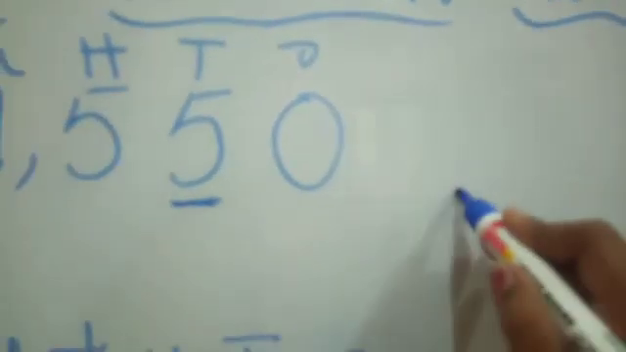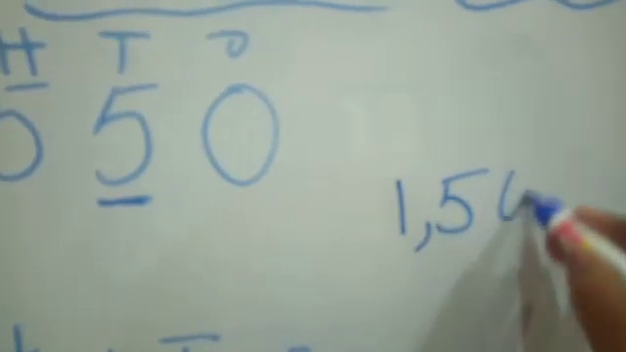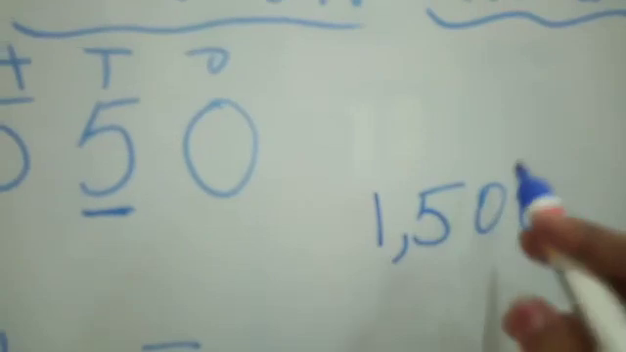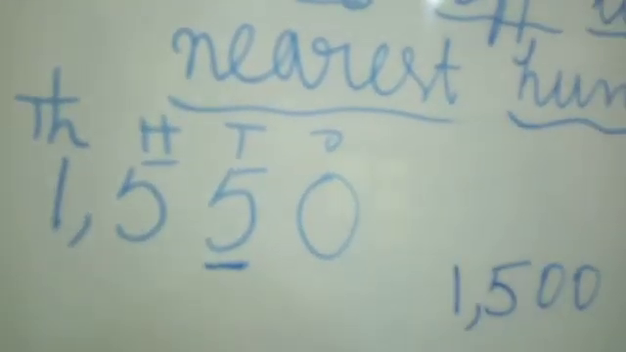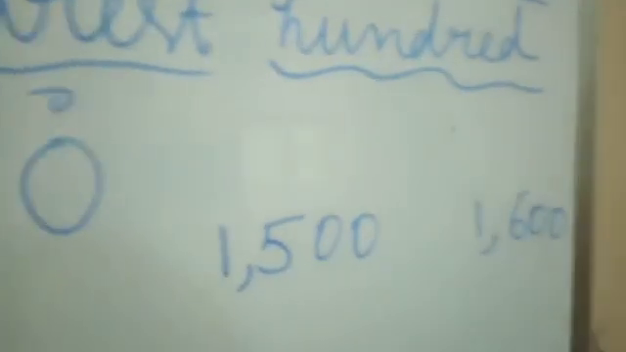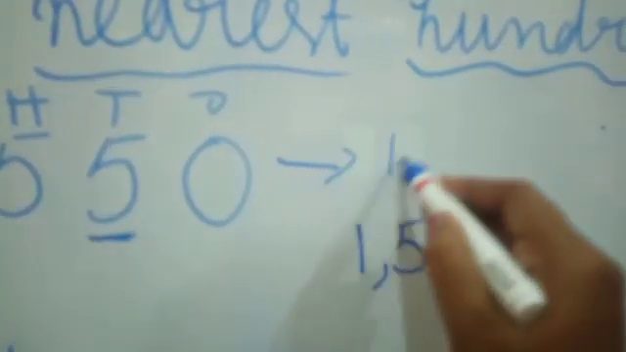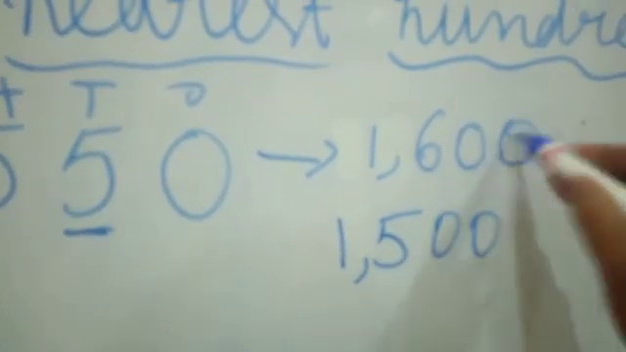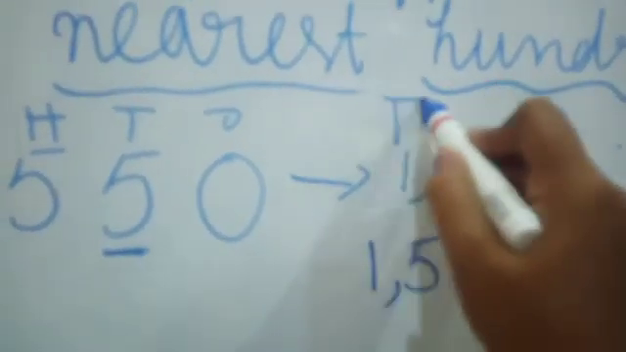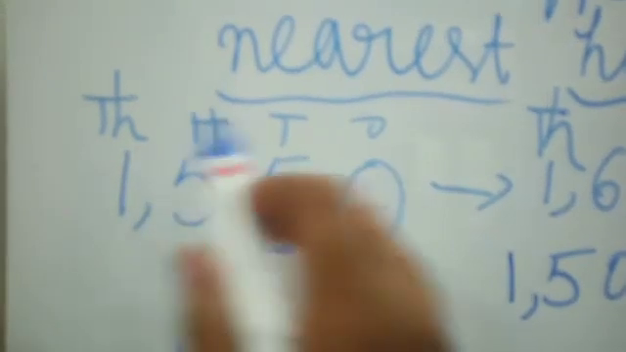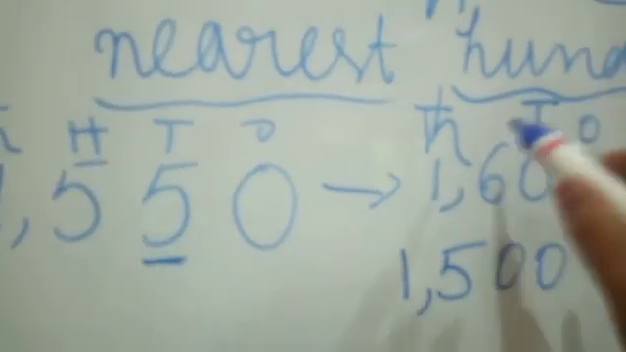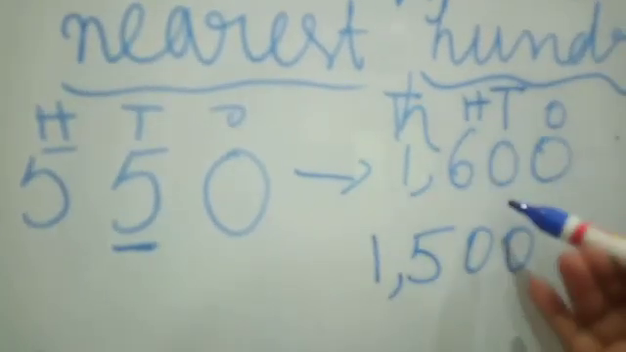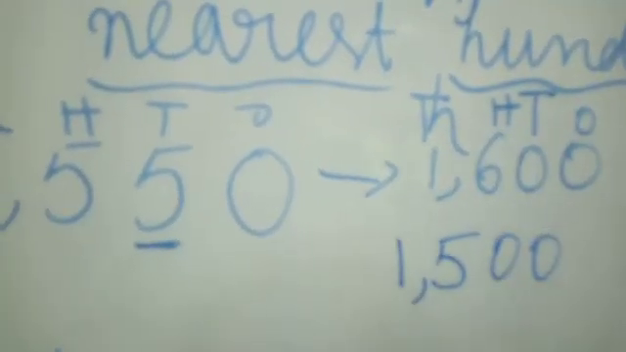1550 lies in between 1500 and 1600. So which will be the greater 100 for 1550? 1600. So the answer will be 1600. Ones place remains the same and thousands place also remained the same as in the question. But here which place is changed? Which place values, 10 and 100? Because in tens place we got 0 and hundreds place we got 6.